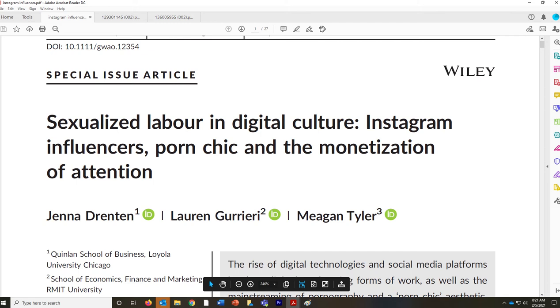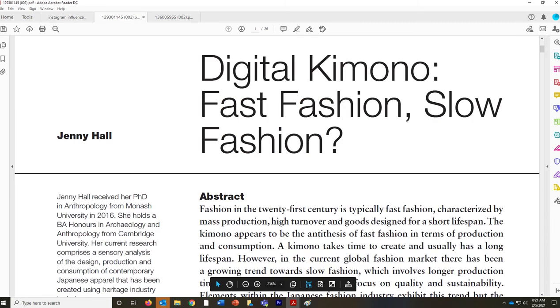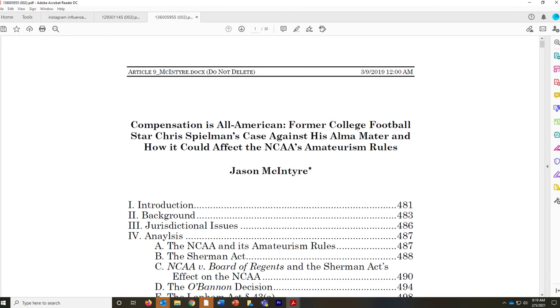The last thing that I'll say about these 3 examples is that they are all very specific. The influencers article is about hypersexualized Instagram images and different types of influencers. The fast fashion article looks at different case studies of kimono manufacturing in Japan, and the paid athletes article is about a specific case brought by one college football player. That is to say, you might not use these types of sources at the beginning of your research process, but rather later on as you are narrowing your research question.